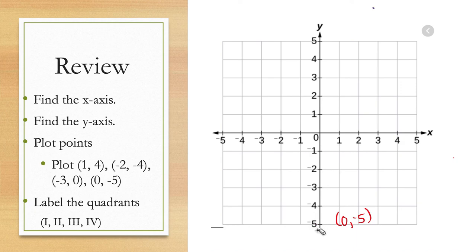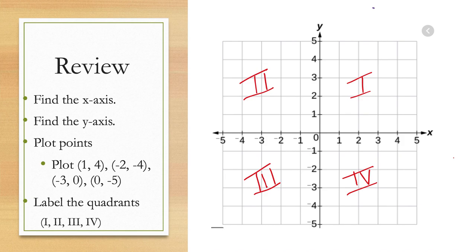The last thing that we want to review is that we want to be able to label the quadrants. So we want to know where quadrants 1, 2, 3, and 4 are. Note that your x and y axes cut your graph into 4 sections. This upper right-hand section, we're going to call quadrant 1. And the quadrants are labeled counterclockwise. So as we move to the upper left-hand section, this will be quadrant 2. Coming down, we'll be looking at quadrant 3. And finally, our last one will be quadrant 4.